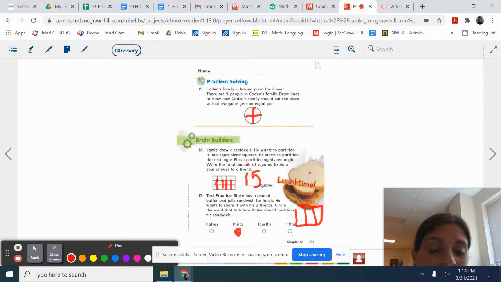When you are done with today's lesson, you can go on to our seesaw activity and finish up any of the other activities that we need you to do today. Great job, second grade.